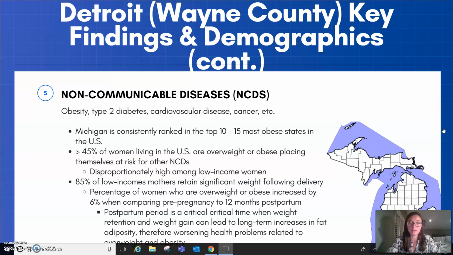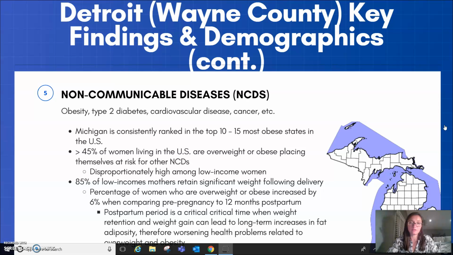Non-communicable diseases, or NCDs, such as obesity, type 2 diabetes, cancer, and cardiovascular disease, are very prevalent among my community of interest. Michigan is consistently ranked in the top 10 to 15 most obese states in the United States. Over 45% of women living in the United States are overweight or obese, placing themselves at risk for NCDs, and this percentage is disproportionately high among low-income women.